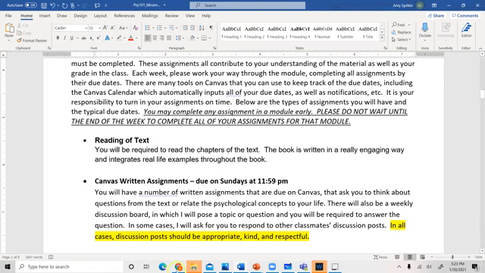So we can reflect a lot about the information and how it relates to our own experiences. There'll also be discussion boards, where I'll pose a topic or a question, and you'll be required to answer that. On all the discussion boards, if I ask you to respond to another classmate's post, please be sure all your posts are appropriate, kind, and respectful.